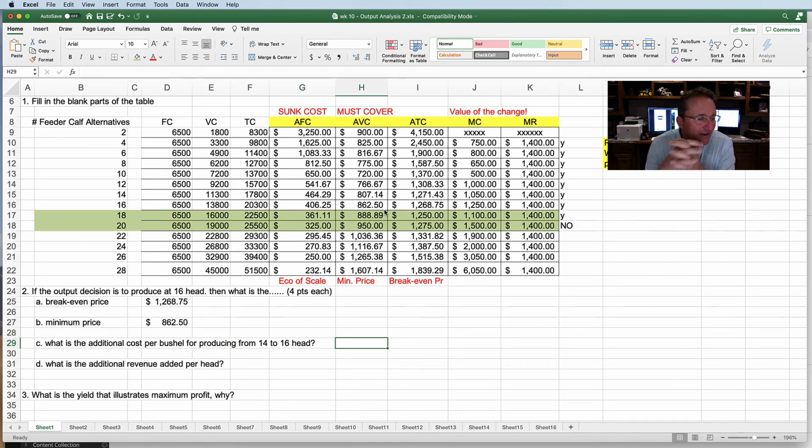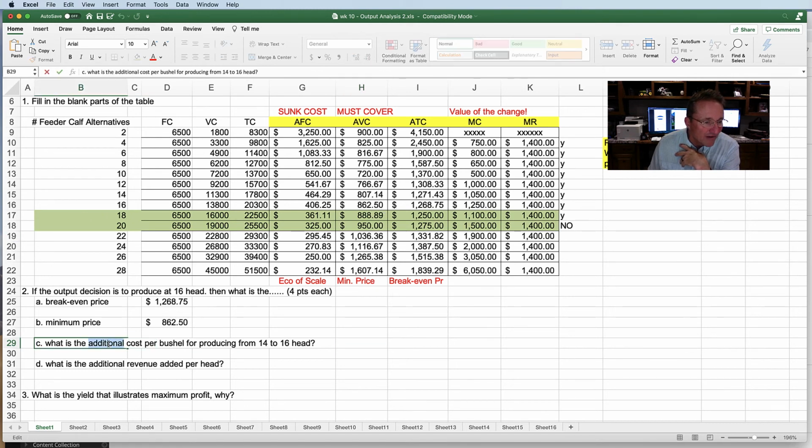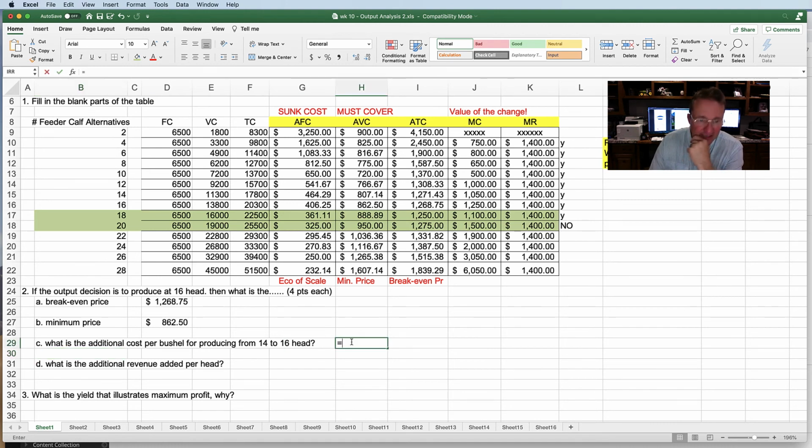What if you decide to go from 14 to 16 head? Now, when I say additional here, I hope you follow, that is change. Same thing. So the additional cost to go from 14 to 16 head, move across here. Additional is marginal, and it's right there at $12.50. So it costs you $12.50 to go to that.